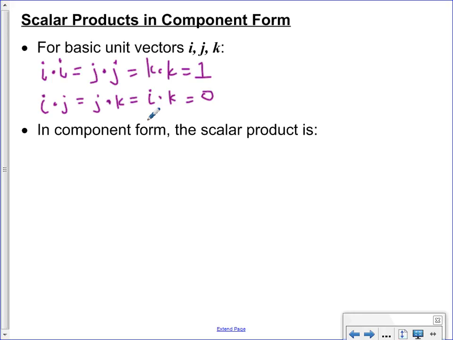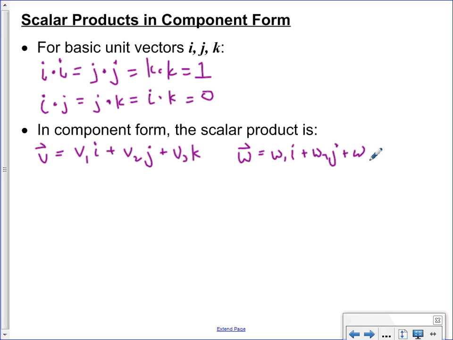All right, so the component form. If we let vector v be v1 i plus v2 j plus v3 k, and we let vector w be w1 i plus w2 j plus w3 k. Let's do some crazy algebra.